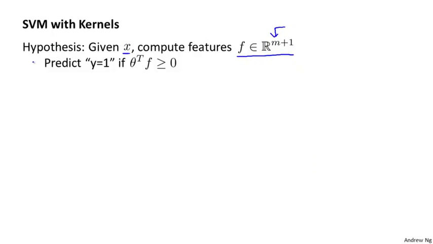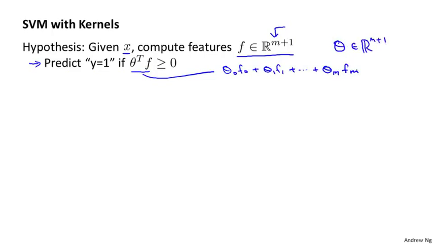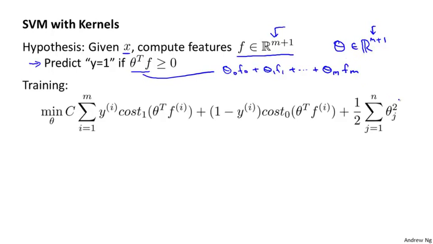And what we do is we predict 1 if theta transpose f is greater than or equal to 0, right? So theta transpose f, of course, is just equal to theta 0 f0 plus theta 1 f1 plus dot dot dot plus theta m fm. And so my parameter vector theta is also now going to be an m plus 1 dimensional vector. And we have m here because the number of landmarks is equal to the training set size. So m was the training set size, and now the parameter vector theta is going to be m plus 1 dimensional. So that's how you make a prediction if you already have a setting for the parameters theta.